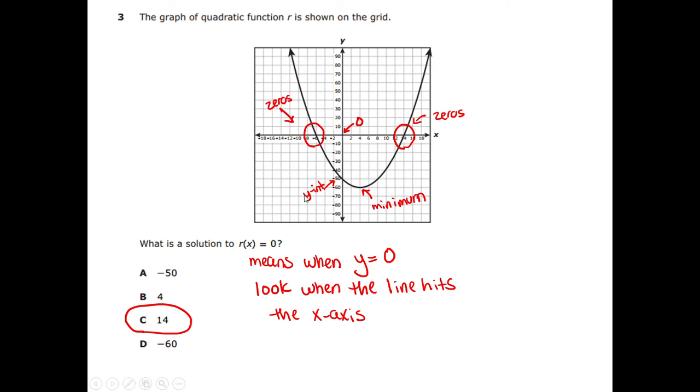And just to let you know where they're pulling some of these other answers from, -50 is our y-intercept in this problem. 4 would be where the minimum is coming from. And -60 would also be part of the minimum coordinate, which is also the vertex in this problem. But all those were extra. The only one we're wanting is when it's equal to 0. So that's talking about zeros in the problem, solutions in the problem.